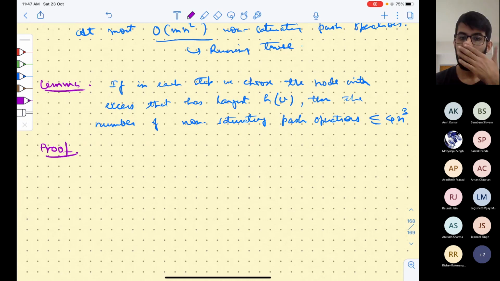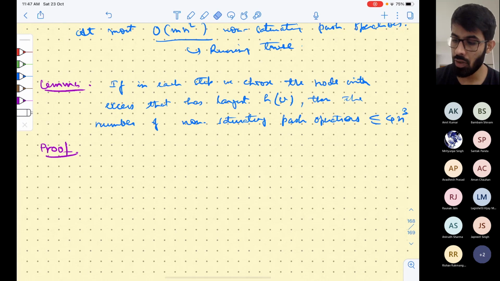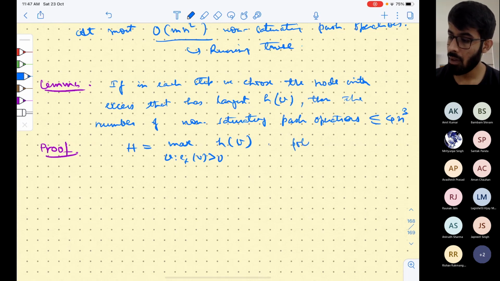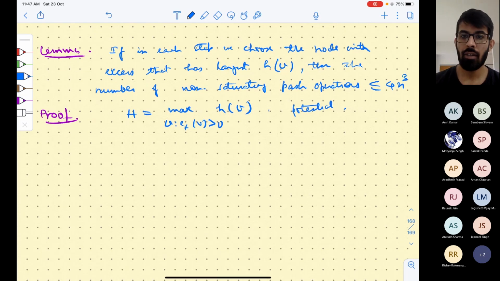Okay. So how do we do this? So now let's take the potential function to be something else. So h is equal to the max over all v such that excess of v is greater than 0, of the height of v. Okay. So let's look at this potential.